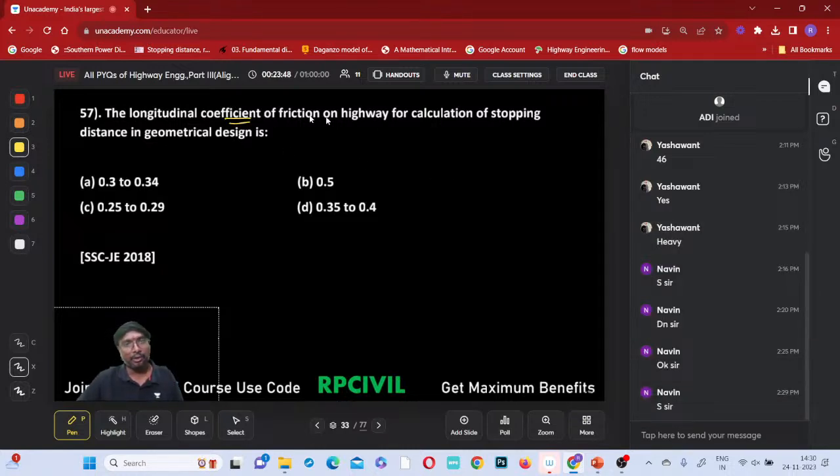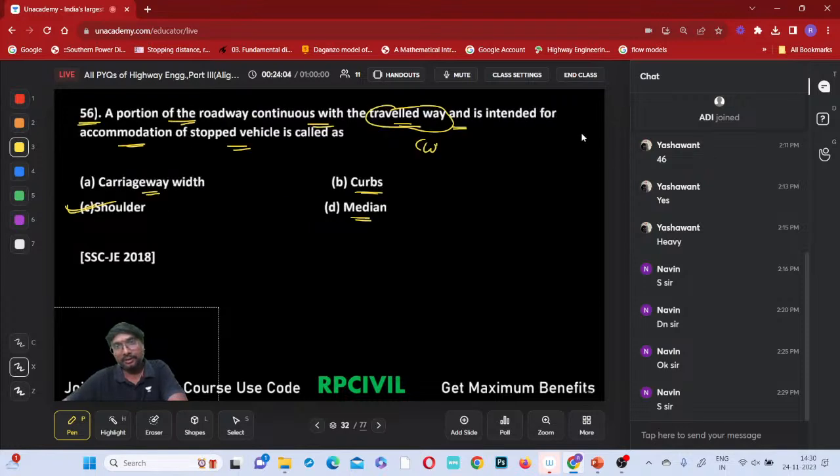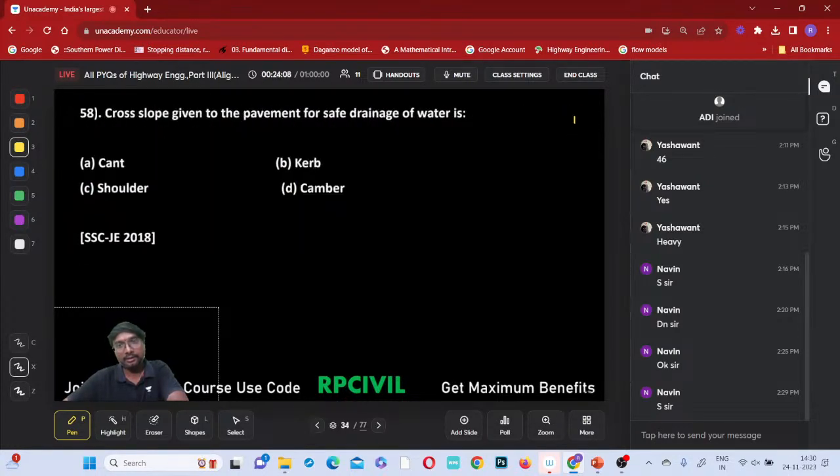The longitudinal coefficient of friction for highways, for calculation of stopping sight distance in geometric design, is 0.35 to 0.4. Just now we mentioned this value. The lateral friction coefficient is 0.15, and the longitudinal friction is 0.35 to 0.4.